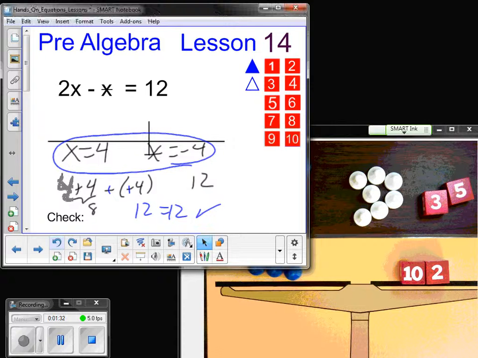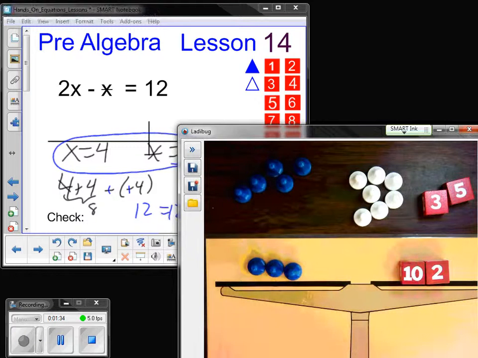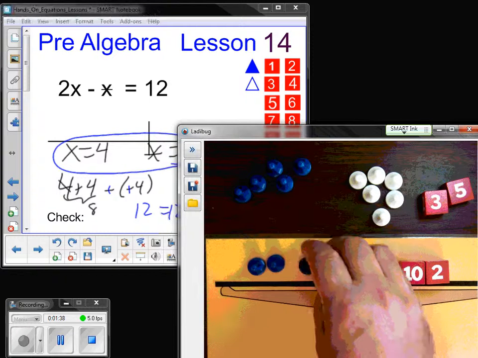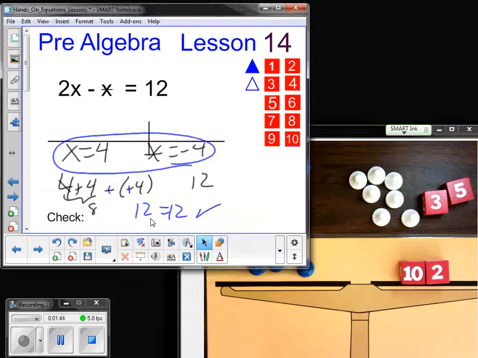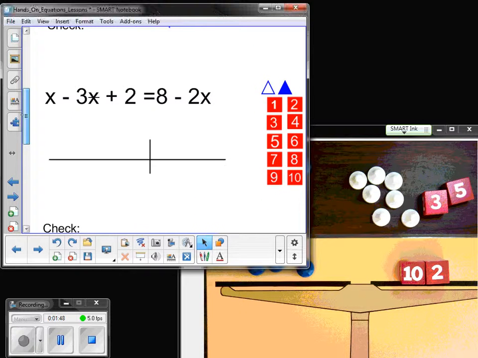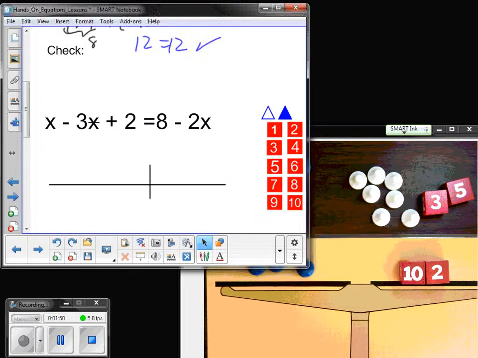But remember, the trick to getting that one set up was when I went to subtract the star, I had to add the 0 of a star and an x together, so then I could subtract off the star. Now let's try another problem here. This one's a little bit more complicated. I got x minus 3 stars equals 8 minus 2x.